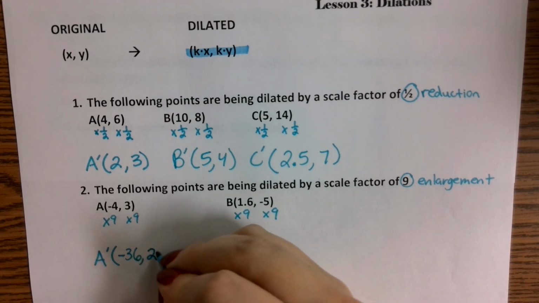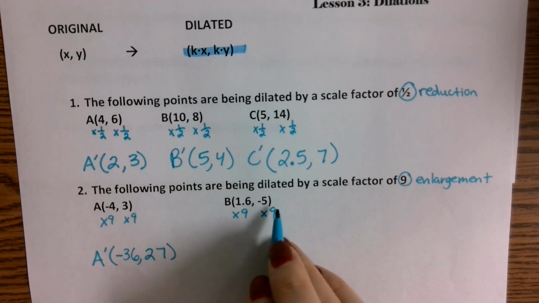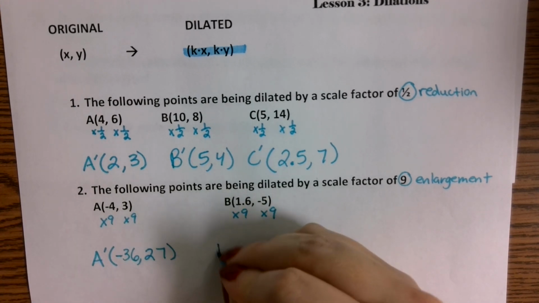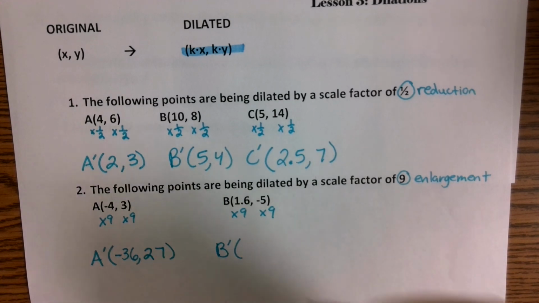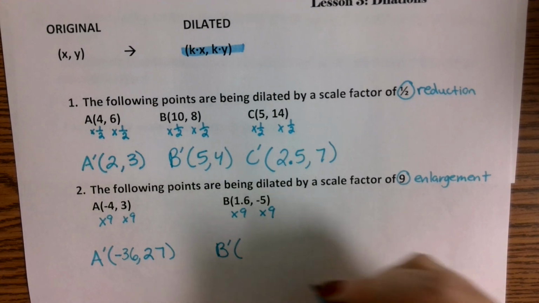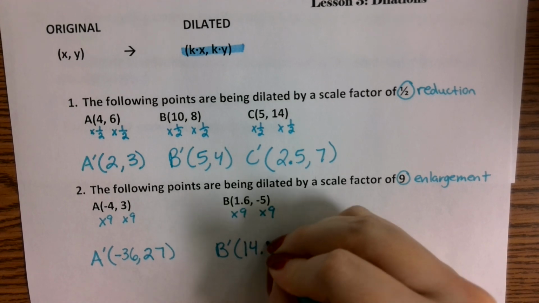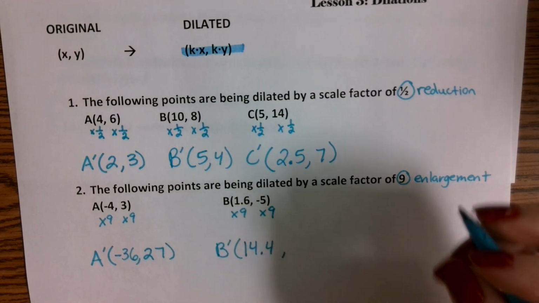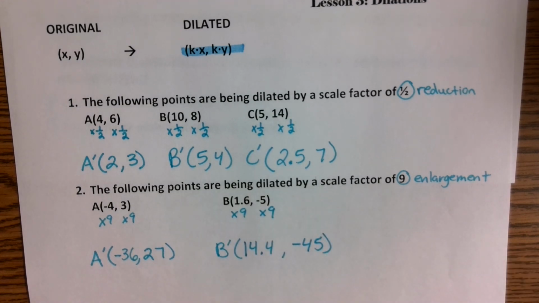Good, -36 and 27. Okay, then we've got 1.6 and -5. When we do a scale factor of 9, what is that going to become? Alex? Good. 14.4 and then -45. Okay, any questions?